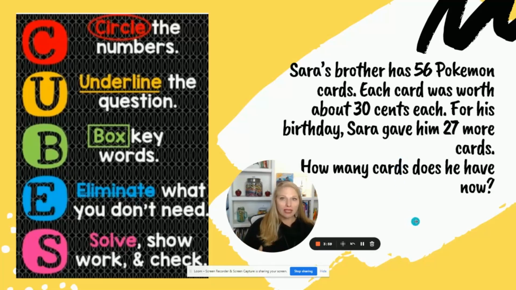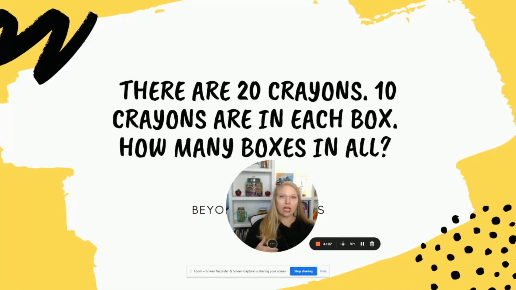So the reality here is that C.U.B.E.S isn't terrible, but it is terrible to start with. So where would we put it and how might we use it? So let's talk about these keywords.